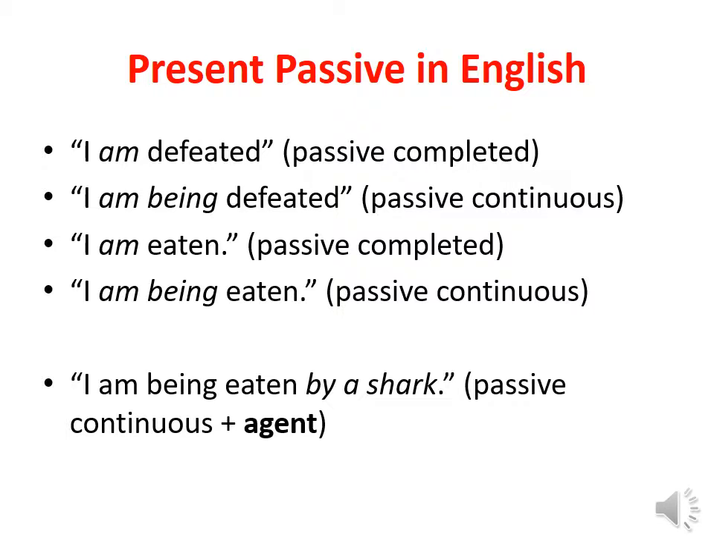Now, had we eliminated the agent, we would simply have I am being eaten, which would make little sense out of context. But if we're floating in the middle of the ocean, it would make a lot of sense to assume that that was a shark. And often that's why the agent is omitted, simply because it's already obvious from context.